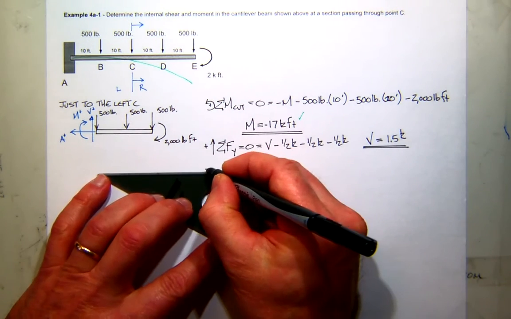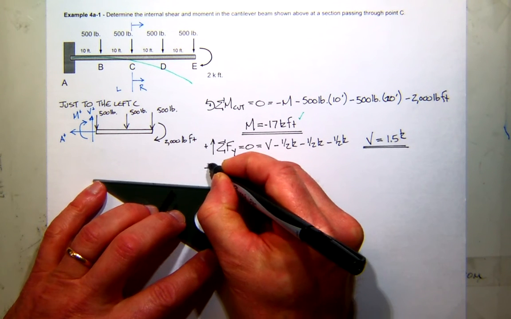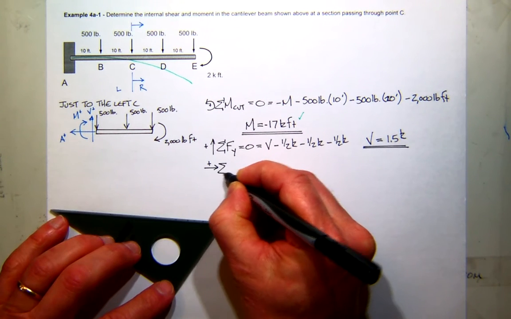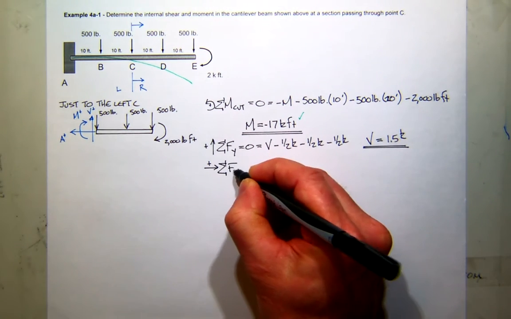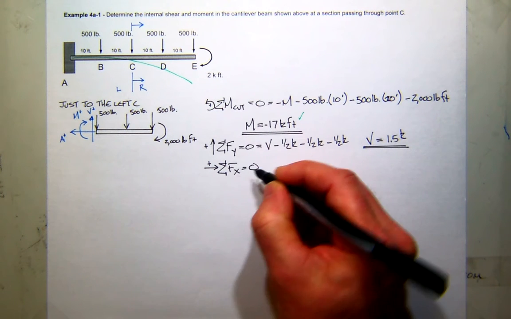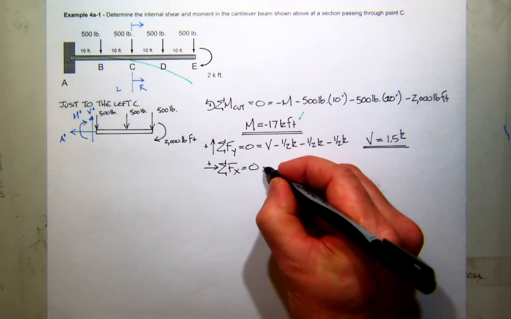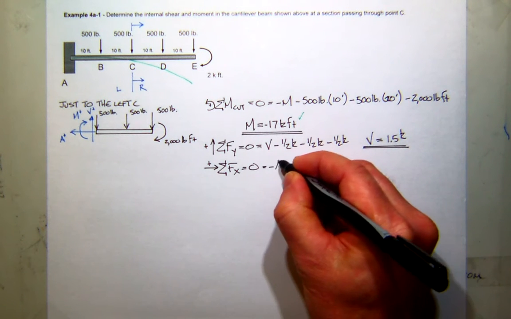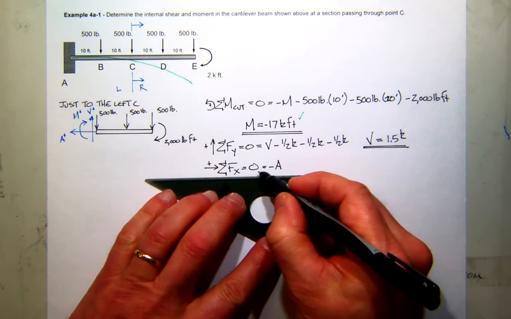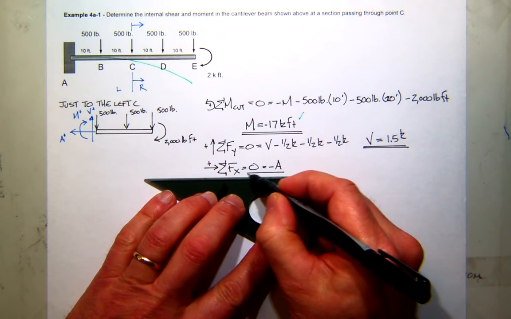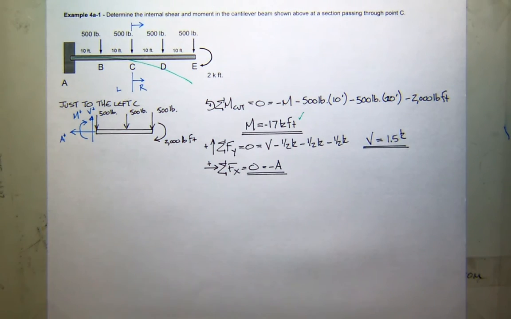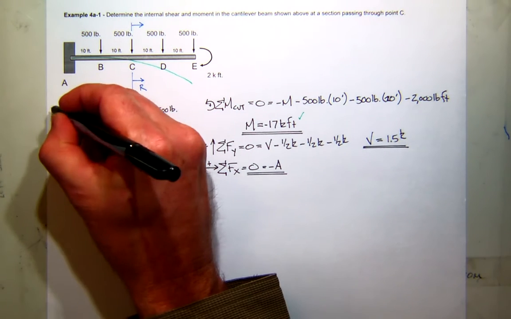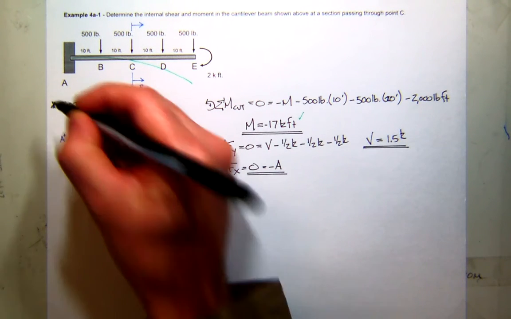And just to be complete, I'll go ahead and sum forces in the x direction, but in the x direction I only have the axial force. So there is no axial force in this beam. Okay? And again, that was just to the left of the structure.